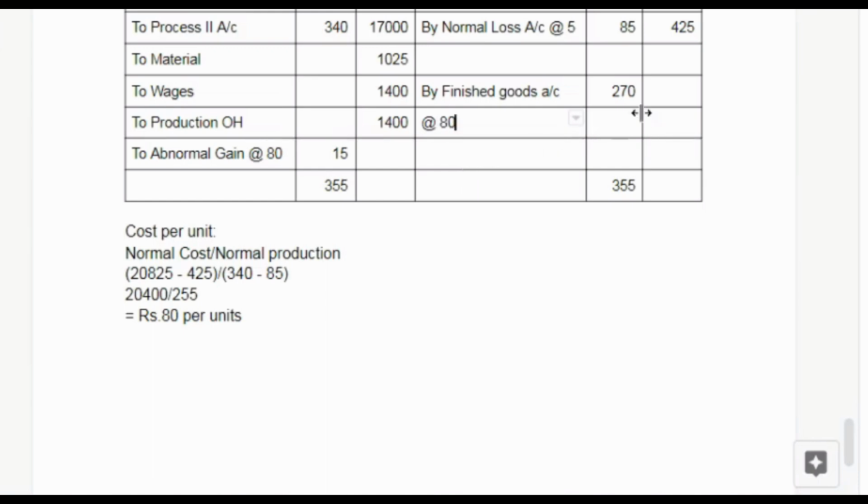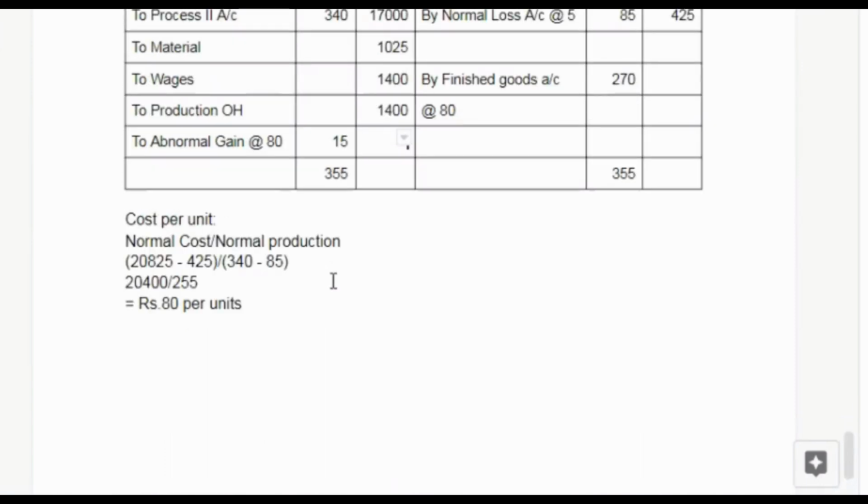Clear? So multiply it. Multiply 270 by 80 and also multiply 15 by 80. 15 into 80 is 1200. And on the credit side, 270 into 80 is 21,600. And now you should tally your final total. Earlier your total was 20,825, add 1200 to that.